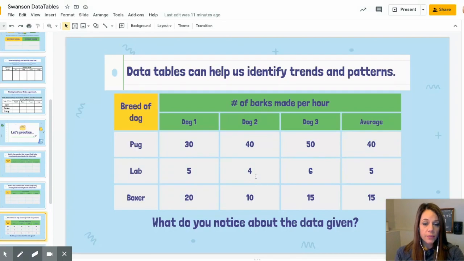So it says, again, data tables help us identify trends and patterns. So if we look here, the pug averaged 40 barks per hour.